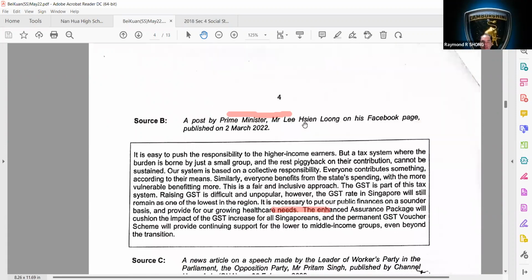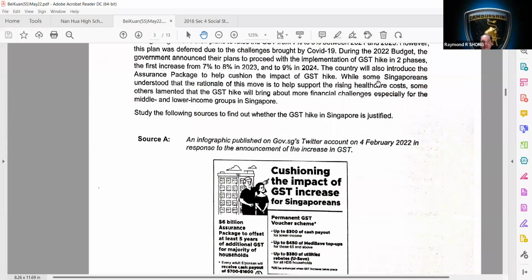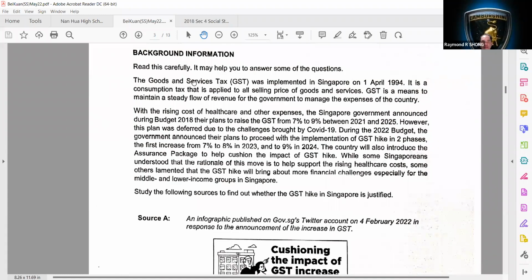A post by Prime Minister Lee Hsien Loong on his Facebook, published on 2nd March this year. It is easy to push the responsibility to higher income earners by a tax system where the burden is borne by a small group, and so on. Okay, all these things, GST is paid by tax. So realize that this one will go to the first one, implemented. I will choose this one. I will not choose this one here because this one was started in 1994.